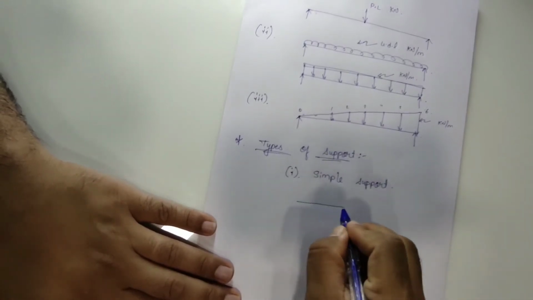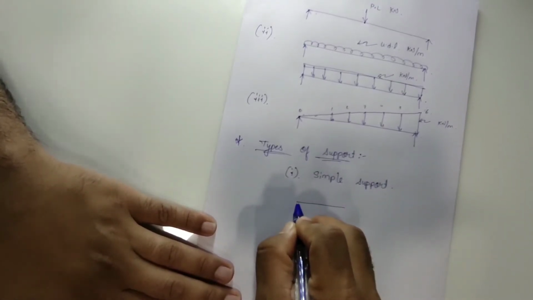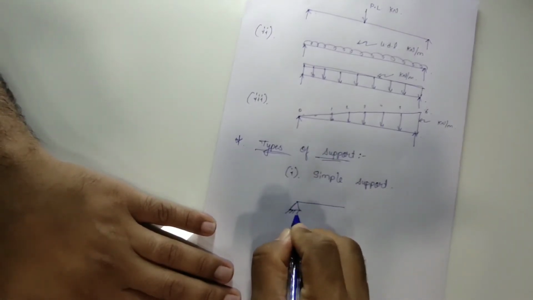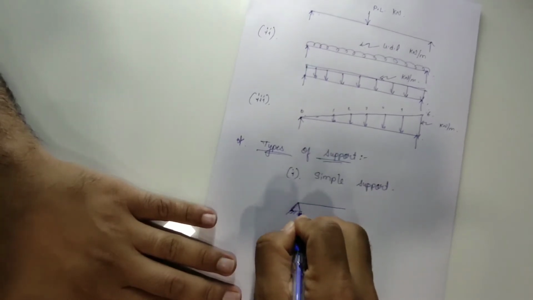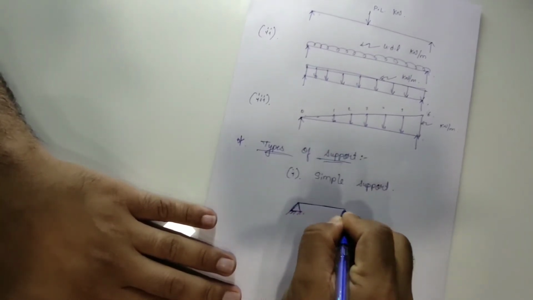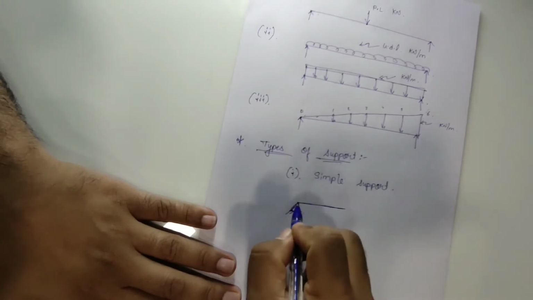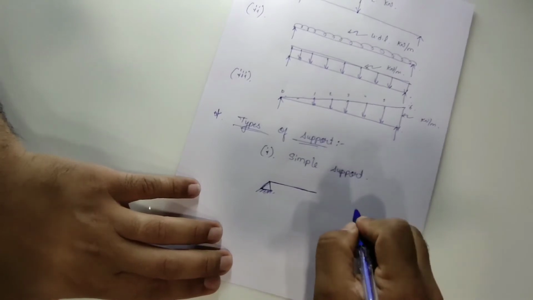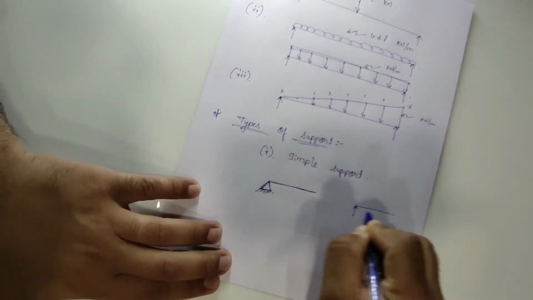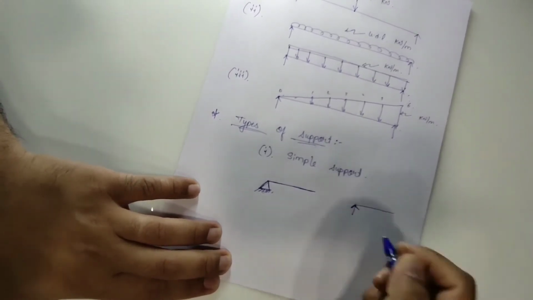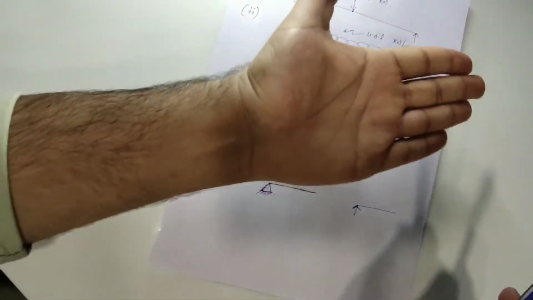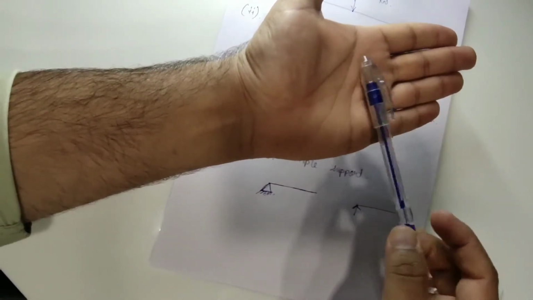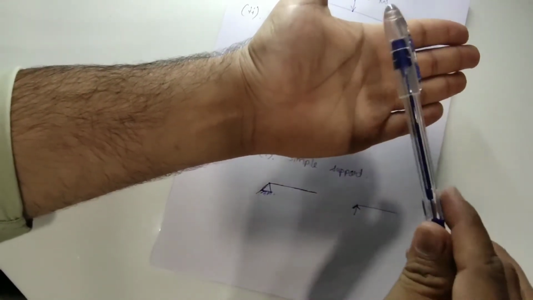Meaning just a simple support is provided. This is just a support provided to resist the load, or to resist this beam over it. In some books the symbol is like this, just an arrow. This shows that the support is simple only. Suppose this is the beam, it is just placed over it, but it has not been fixed with this support.